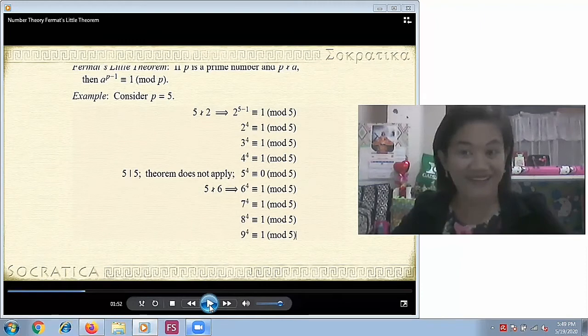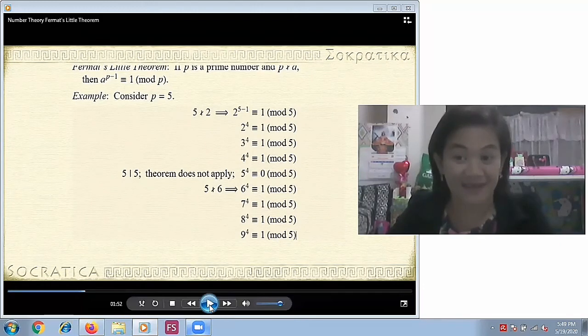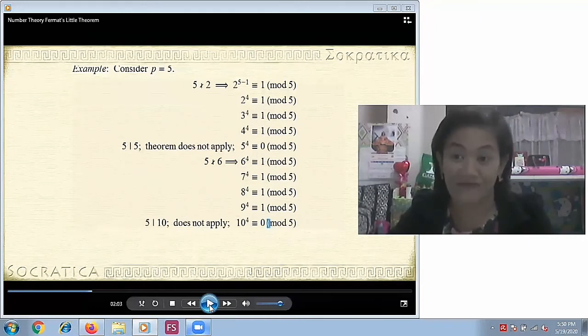5 divides 10. So what can you say? Yes, that's it. Since 5 divides 10, that is congruent to 0 mod 5. The theorem here does not apply. So we cannot apply Fermat theorem for 10. Okay, because that is congruent to 0 mod 5, meaning its remainder is 0.